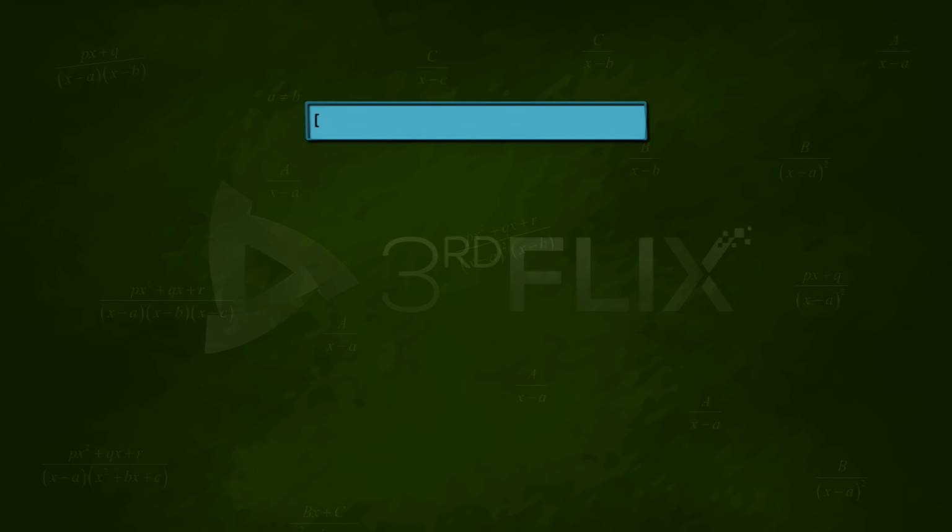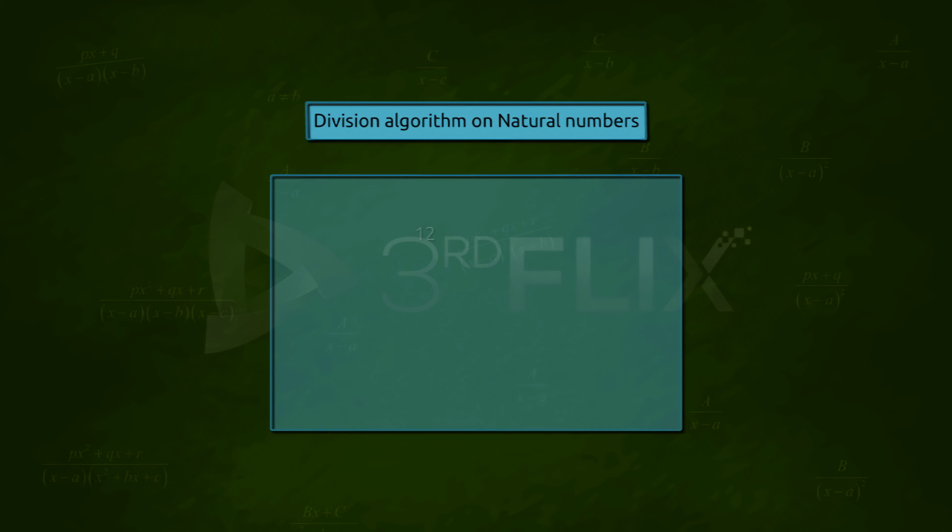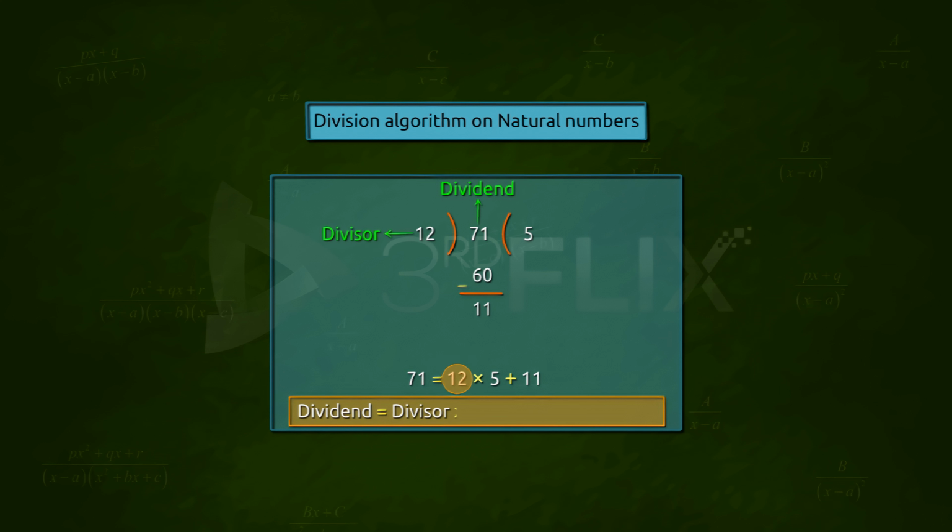Let us recall the division algorithm of natural numbers. Suppose 12 is dividing 71. 12 times 5 is 60. 71 minus 60 is equal to 11. So we write 71 = 12 times 5 + 11. Here 71 is the dividend, 12 is the divisor, 5 is the quotient and 11 is the remainder.